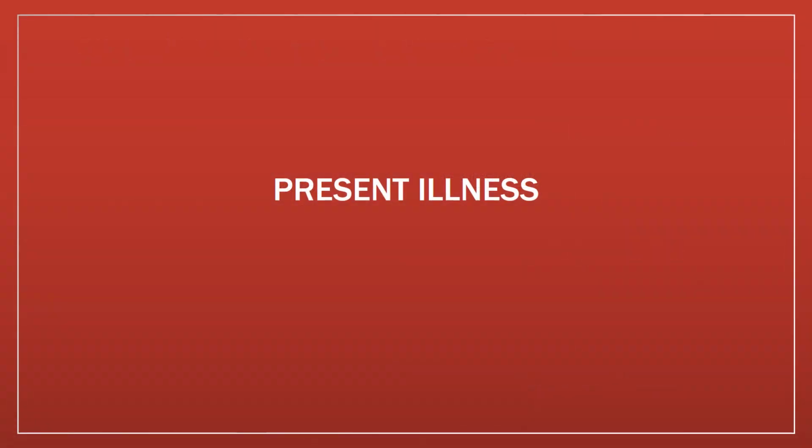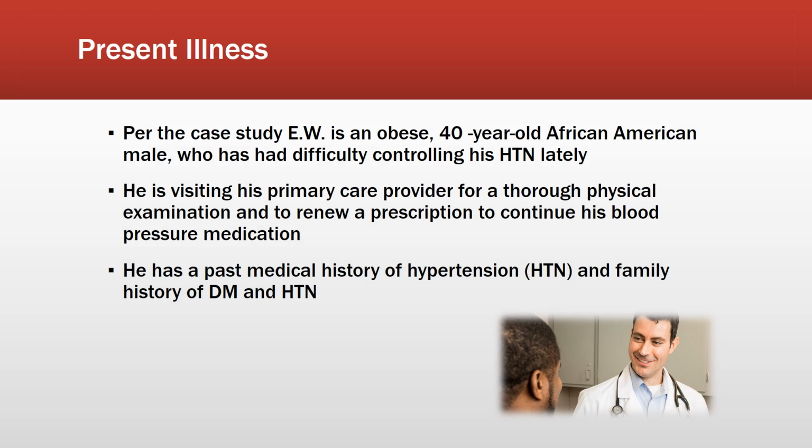Present illness. Per the case study, EW is an obese 40-year-old African American male who has had difficulty controlling his hypertension lately. He is visiting his primary care provider for a thorough physical examination and to renew a prescription to continue his blood pressure medication. He has a past medical history of hypertension and a family history of diabetes and hypertension.